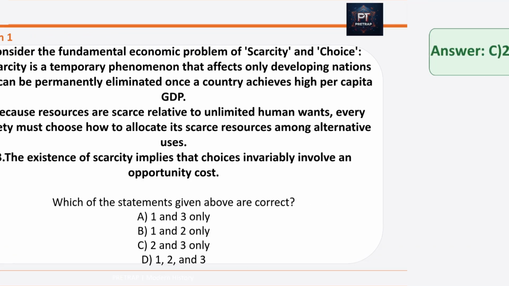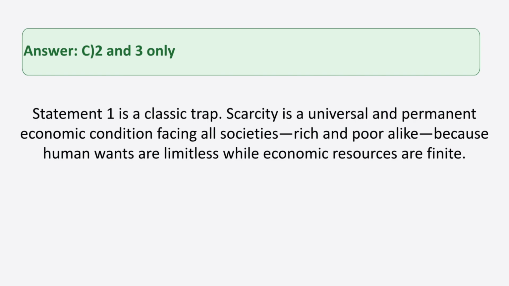And the answer is option C. 2 and 3 are correct. Statement 1 is incorrect. Scarcity is a universal and permanent economic condition facing all societies, rich and poor alike, because human wants are limitless while economic resources are finite.